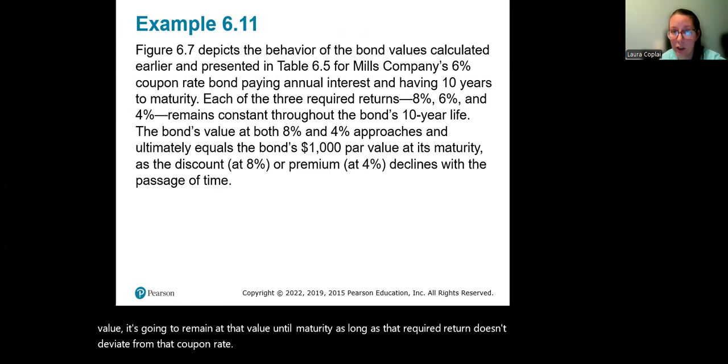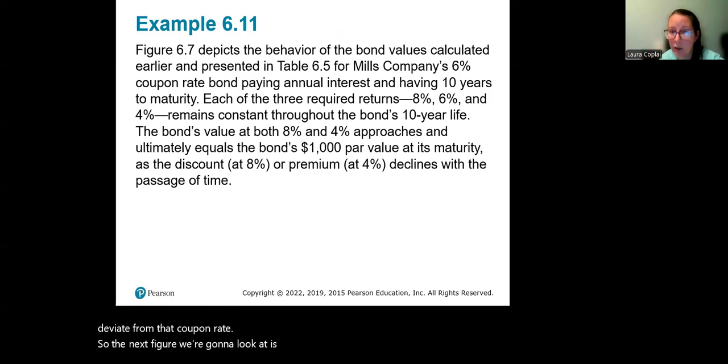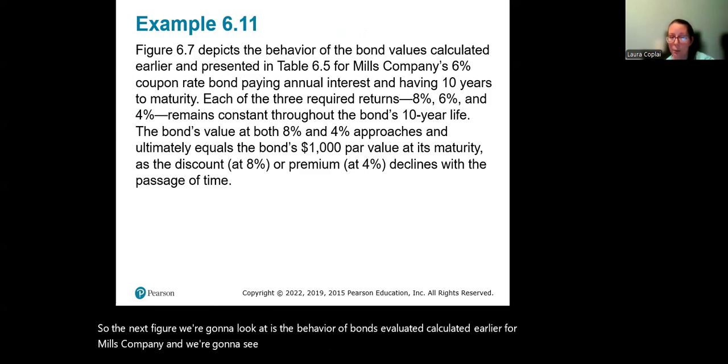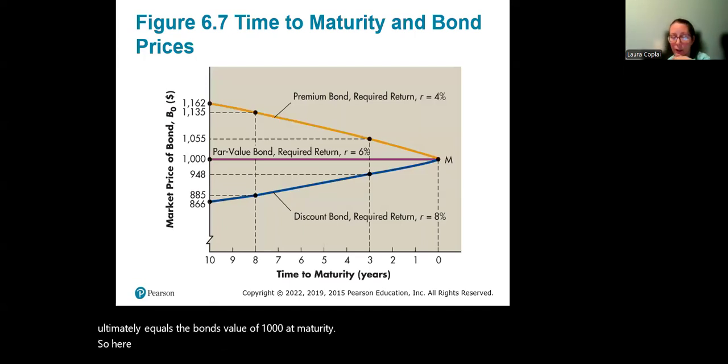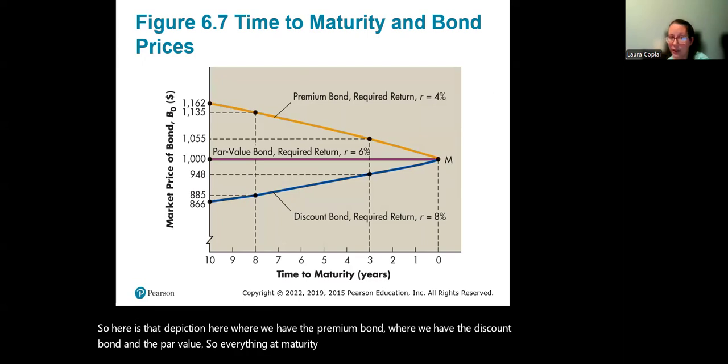So the next figure we're going to look at is the behavior of bonds calculated earlier for Mills Company. And we're going to see how the bond's value at both 8 and 4% approaches and ultimately equals the bond's value of $1,000 at maturity. So here is that depiction, where we have the premium bond, the discount bond, and the par value. So everything at maturity at 0 is always going to be equal to that $1,000.